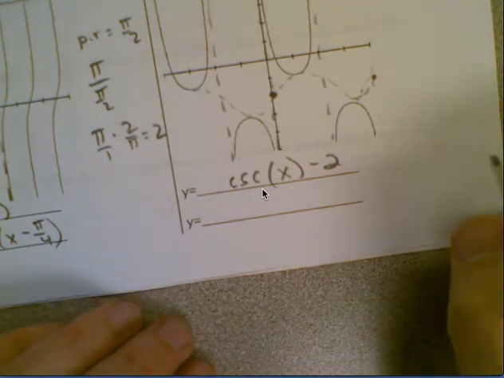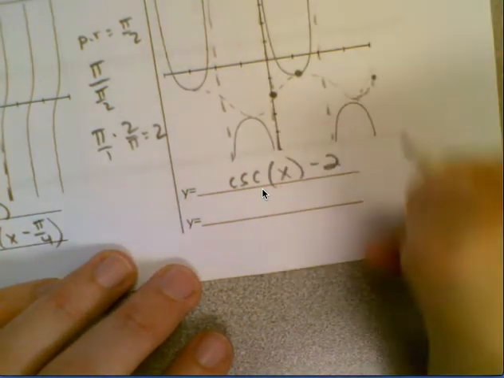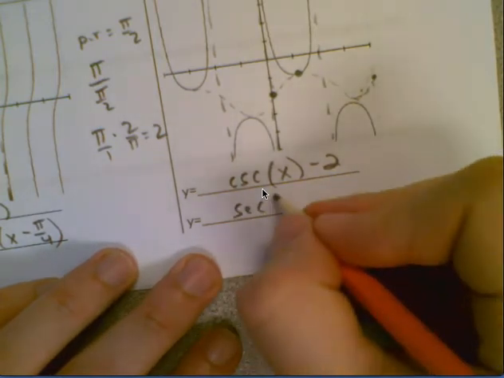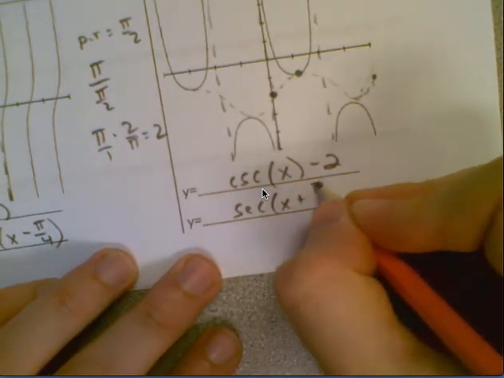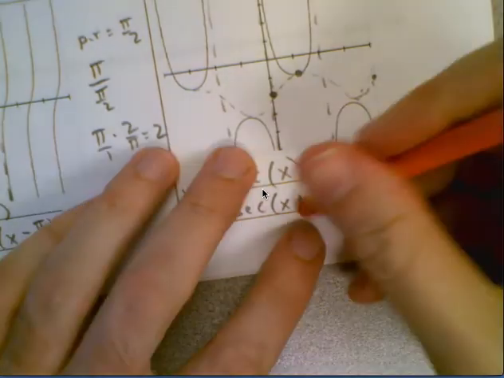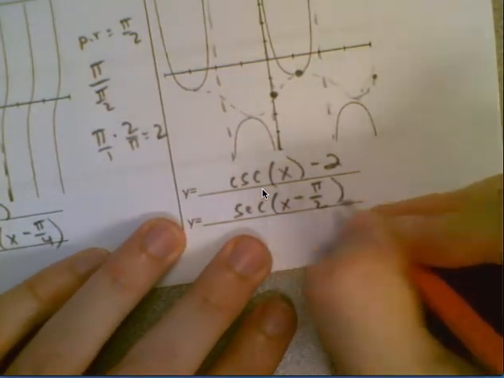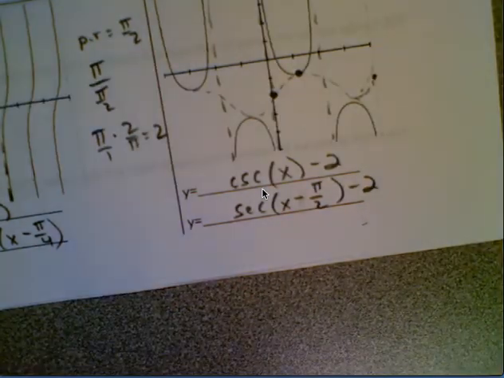For the secant graph, I need to pick a spot where it's a cosine, so I'm going to start right there. So now it's secant. Once again, it's positive. It has a pi over 2 shift to the right, which means that should be a negative. And then once again, a vertical shift of down 2. And that's page 4 of the review.